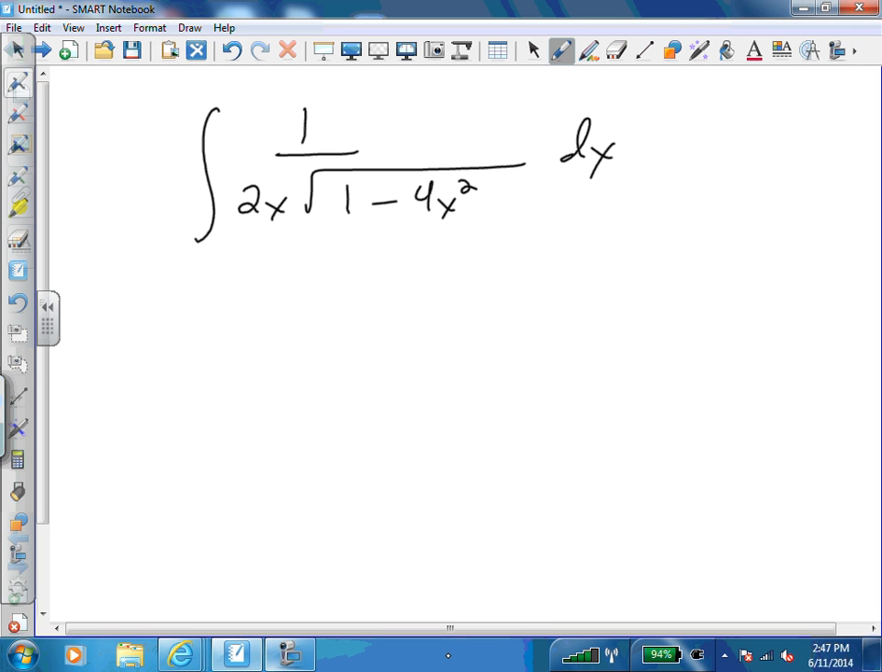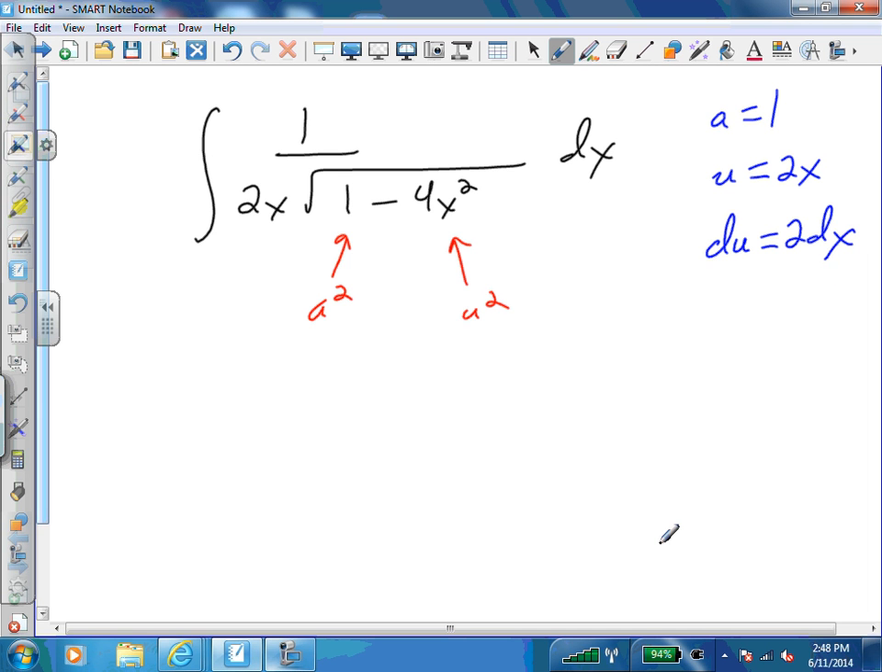So under the square root, if it's one of these a squared, u squared business deals, then a squared is always going to be the constant part, u squared is going to be the variable part. So what is our a? A is 1. What would u be? Right. If u squared is this, that would make u 2x, which would make du what?